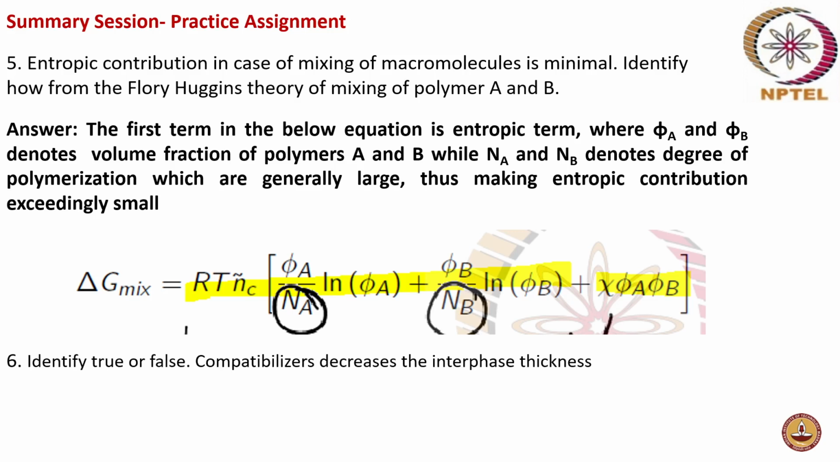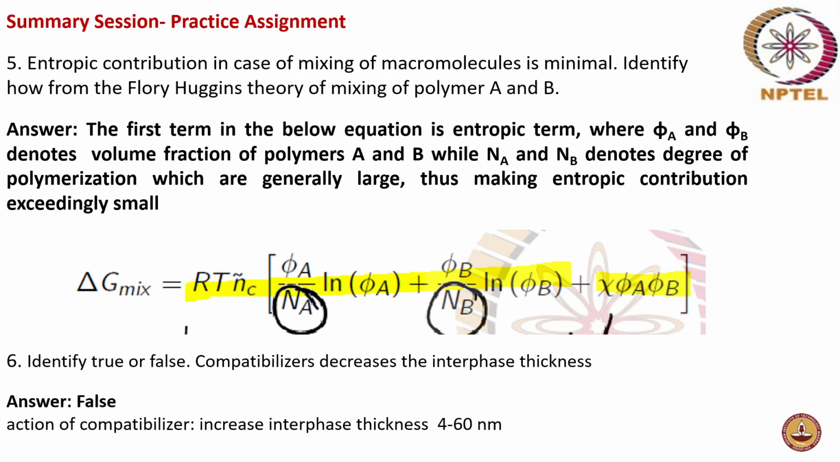Next. Identify true or false. Compatibilizers decrease the interface thickness. Is it true? Do they decrease the interface thickness? It is actually false. The compatibilizers help in increasing the interfacial thickness. The action of compatibilizers increases the interfacial thickness from 40 to 60 nanometers. This was discussed in one of the lectures.